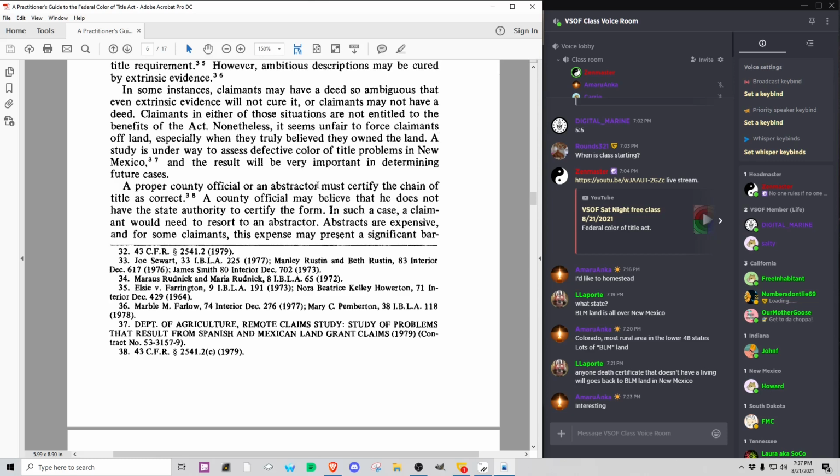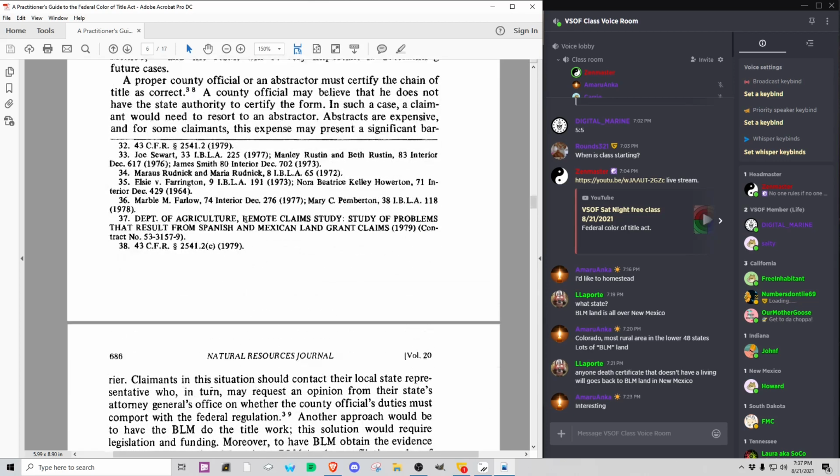A county official may believe that he does not have the state authority to certify the form. In such a case, a claimant would need to resort to an abstractor. Abstracts are expensive, and for some claimants, this expense may present a significant barrier. Well, too bad. There should have been an abstract given to you at some point in time when the deed was transferred. Right? That's when they're supposed to be transferred. You're supposed to transfer and give at least a copy of the abstract from one man to the other when they transfer the deed. But again, listen to the attorney's language. Abstracts are expensive, and for some claimants, this expense may present a significant barrier.